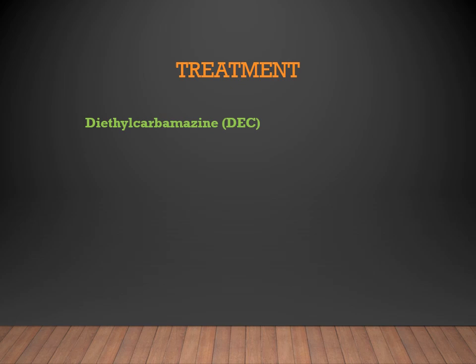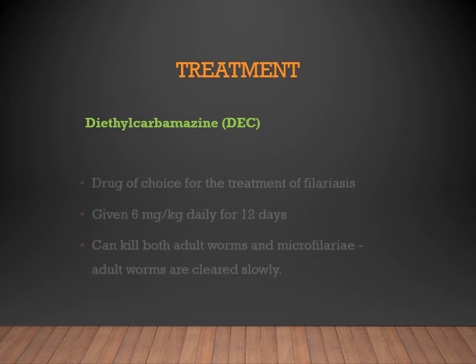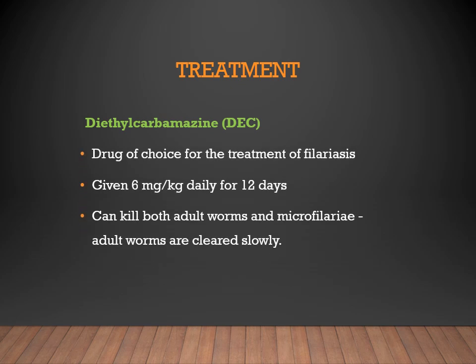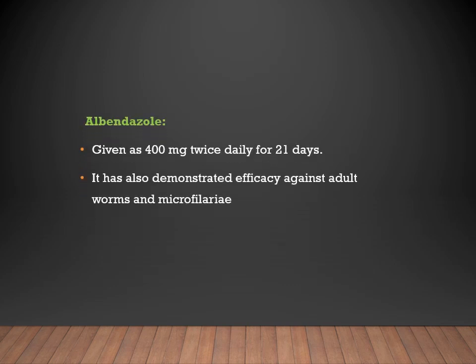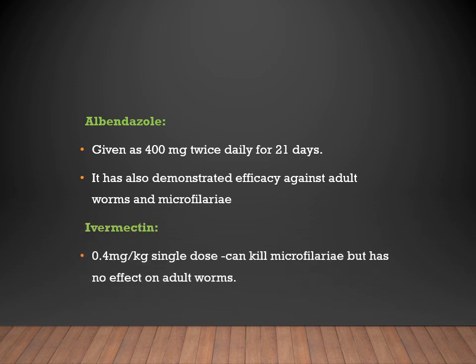Now treatment. The drug of choice is diethylcarbamazine, given 6 mg per kg daily for 12 days. It can kill both the adult worm and the microfilaria, and adult worms are cleared slowly. The second drug, albendazole, is given as 400 mg twice daily for 21 days, and it has also demonstrated efficacy against adult worm as well as microfilaria. Ivermectin can kill microfilaria but has no effect on the adult worm.